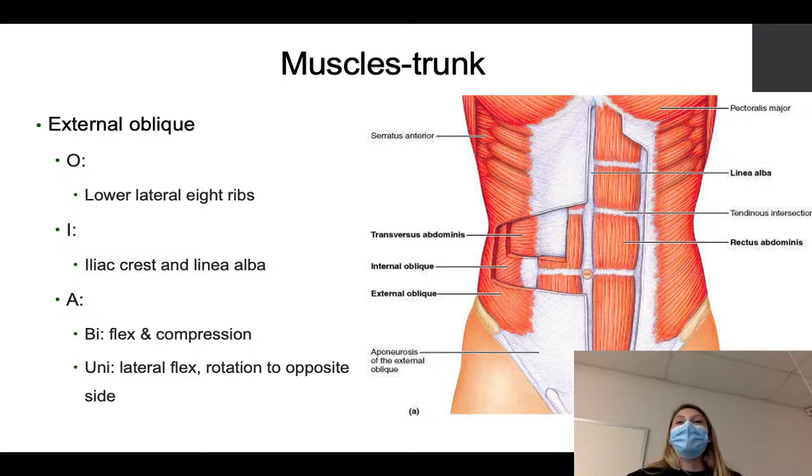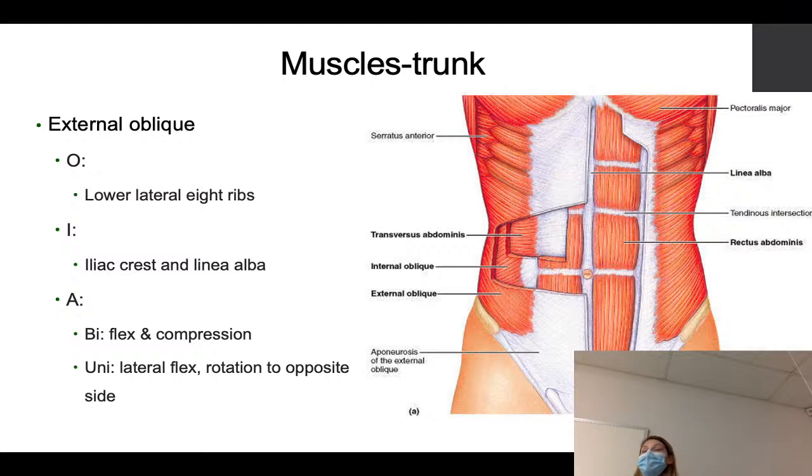So your linea alba is this straight white line that goes down the center, your belly button's within it, dividing your abs into right and left halves. So that linea alba going straight down the center. So you can see our external oblique is this one right here. What you'll notice with the external oblique, making it different from the internal oblique, is its fibers run up and out. You can see the fibers are going diagonally up and out versus the internal are going to go up and in.